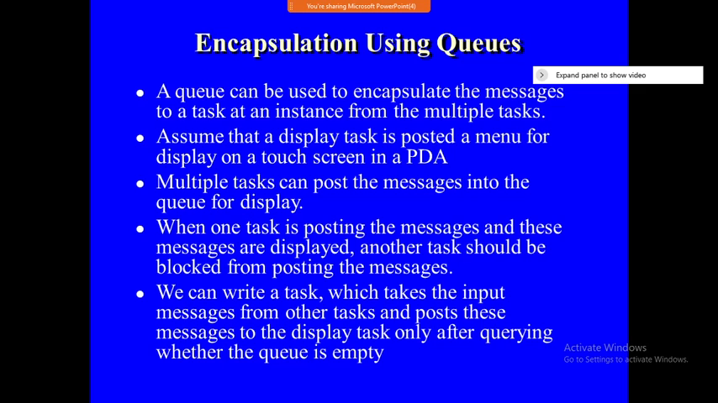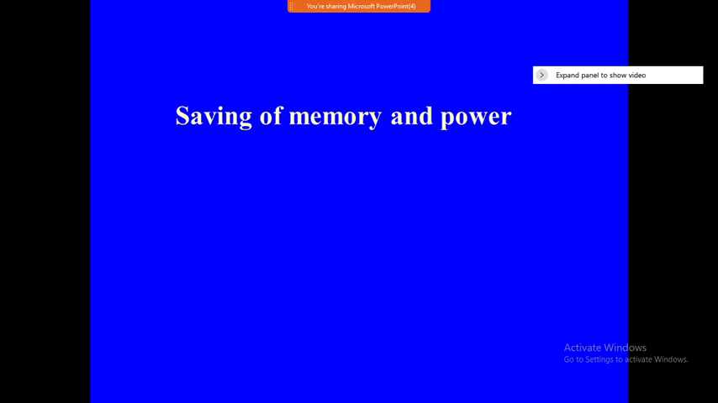We can write a task which takes the input messages from other tasks and posts these messages to the display task only after querying whether the queue is empty. One after the other. You should not post all the tasks at a time to the device, but one after the other. For that, we have to use the queues, which are going to encapsulate all the tasks one by one. It is going to display like that.